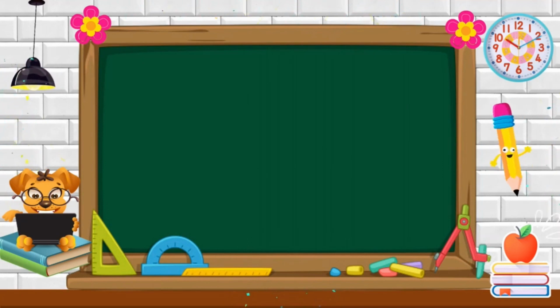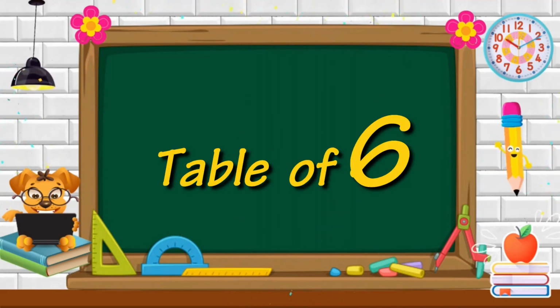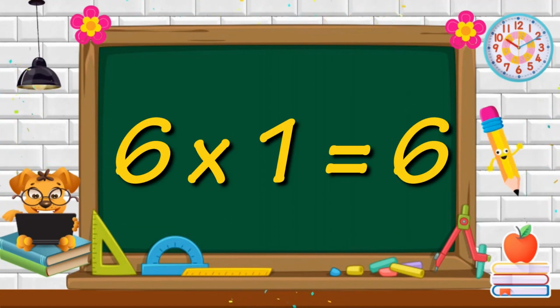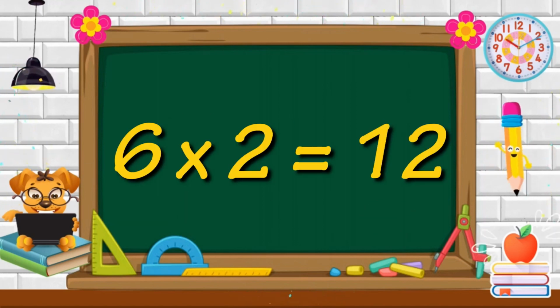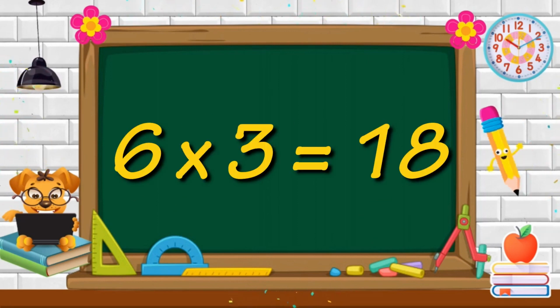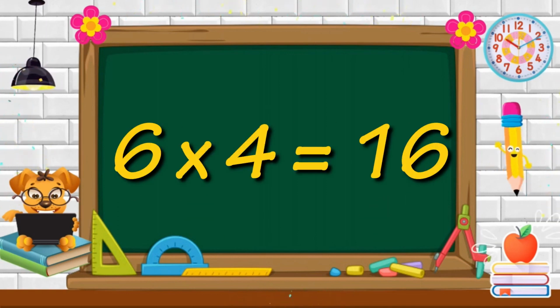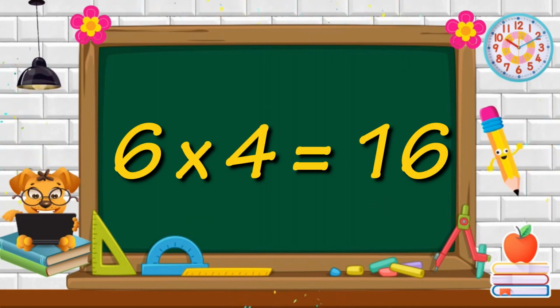So let's start. First is table of 6. 6 ones are 6. 6 twos are 12. 6 threes are 18. 6 fours are 24.